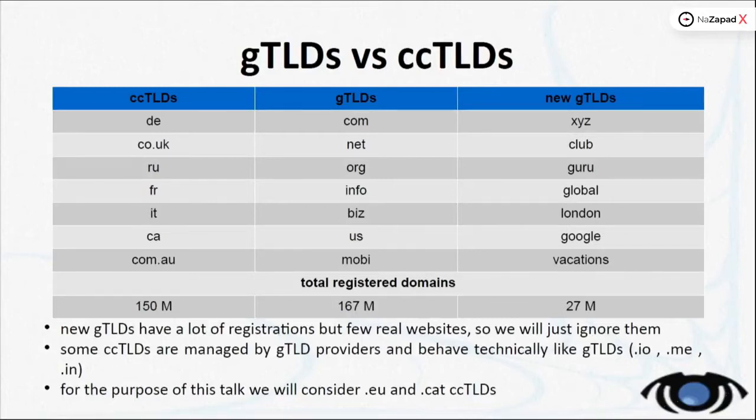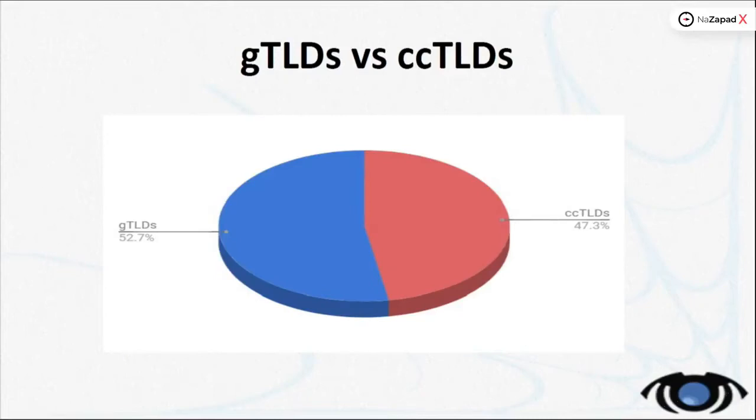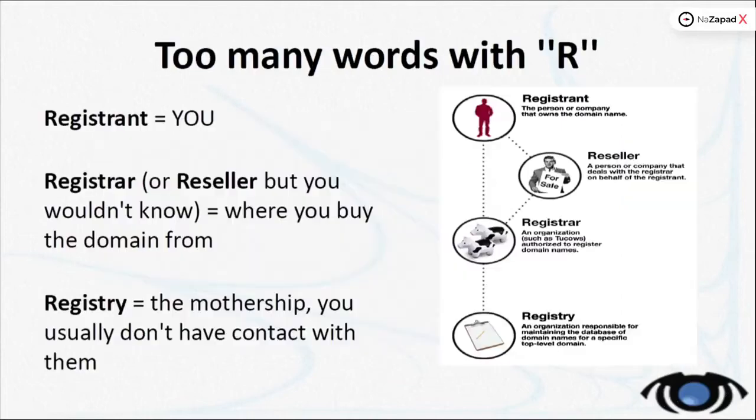There are some new gTLDs which have a lot of registrations but few websites, so we're going to ignore them from now on. As you can see, gTLDs and ccTLDs have almost the same share of the pie of total registered domains, and also a similar quality, because it's domains after all. Some are good, some are spam, some are held by domainers, so it's more or less a similar thing.